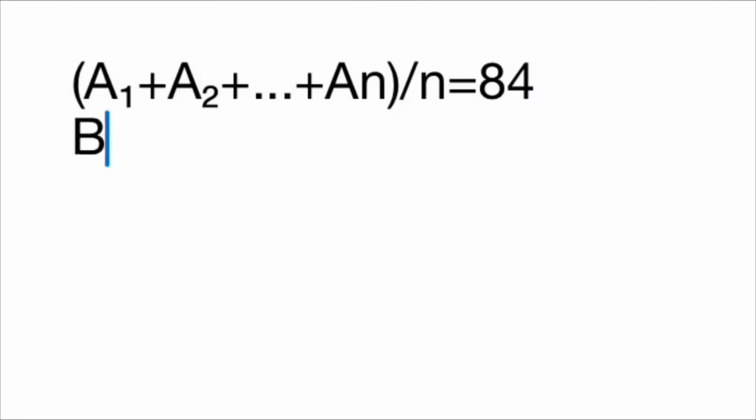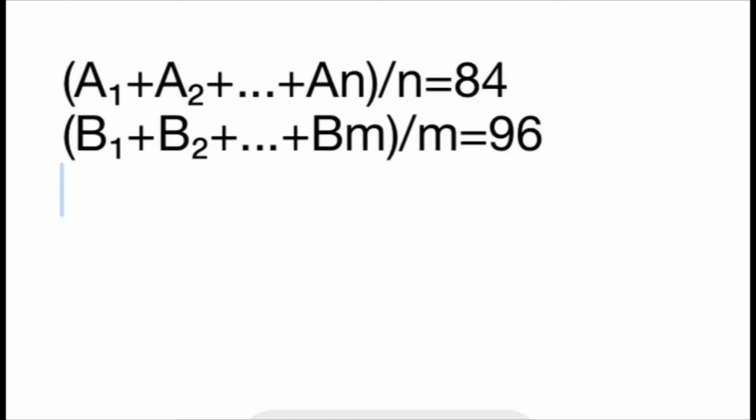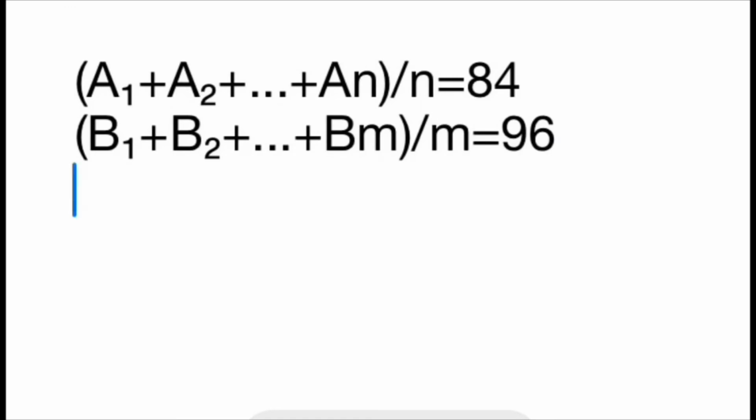The number of male members is m. Among the male members, the average number sold was 96. So BF1 plus BF2 plus etc. plus BFm, divided by m, is equal to 96.